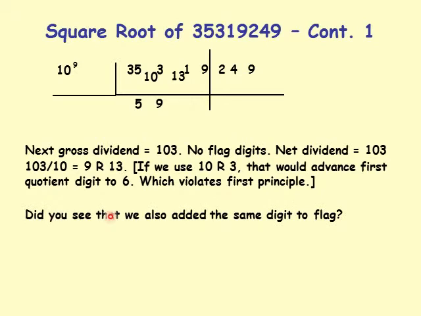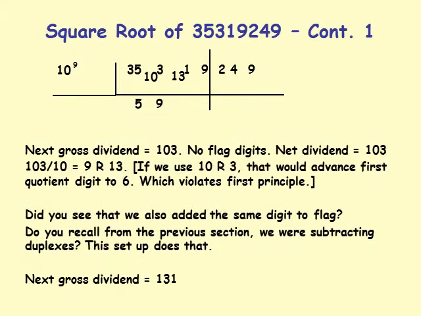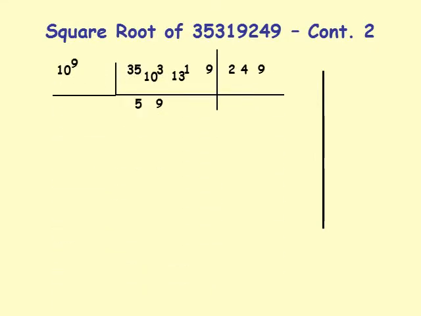You see that we also added the same digit to the flag. We got 9 here and 9 here. You recall from the previous section we were subtracting duplexes. This setup would do the same thing. The adjustment to the flag would be 9 times 9 is 81, which is the same thing as the duplex of 9. Now the next gross dividend is 131, and we would be adjusting that. The next gross dividend is 131 from the previous slide, and the adjustment is 81.